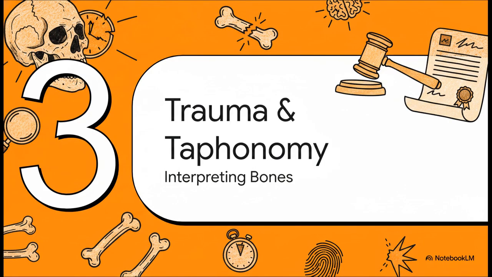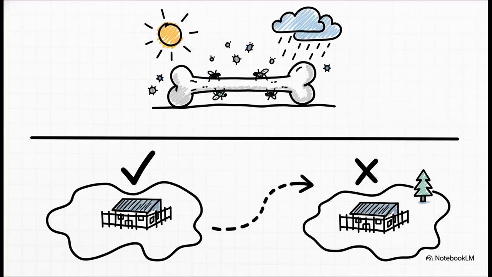All right, Section 3, trauma and taphonomic environments, or how we interpret the bones. When assessing the post-mortem interval, the time since death, anthropologists rely heavily on taphonomic environments. They study how the body interacts with its surroundings, taking into account decomposition rates, insect activity, and microbial changes.